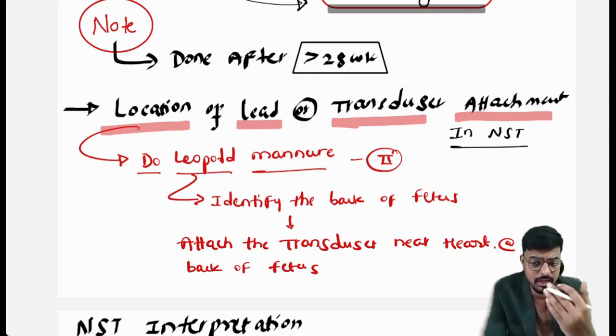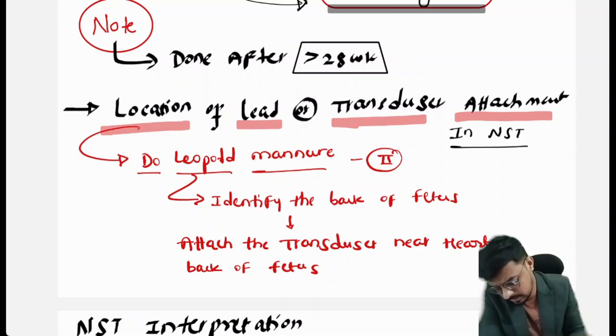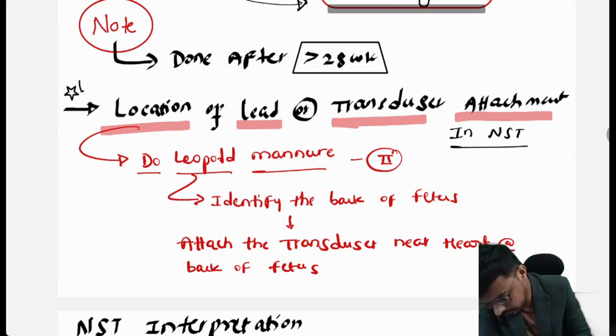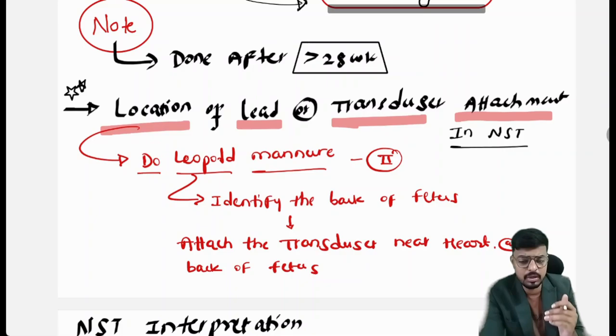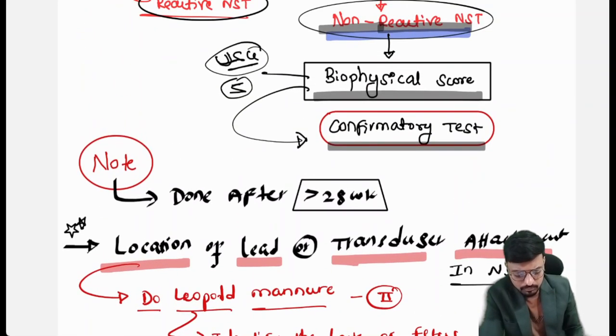So where to apply the electrode? This question will come in your exam. So this is your exam question: the location of application of the lead or the transducer. Where we have to attach that lead or transducer in the NST, we have to find out.